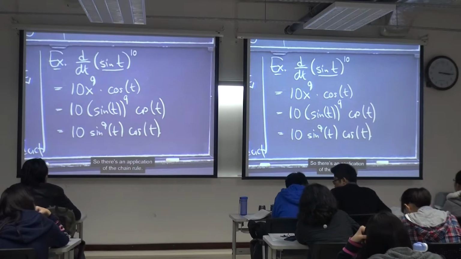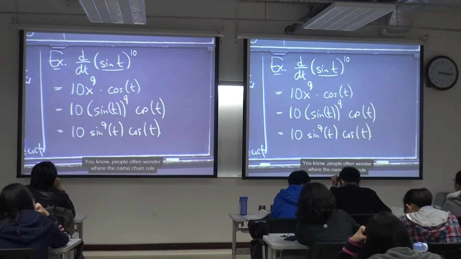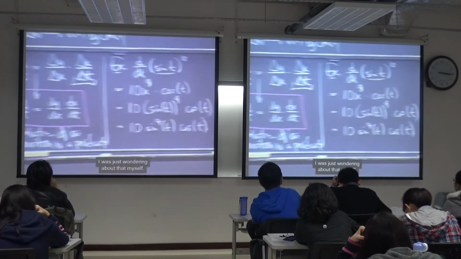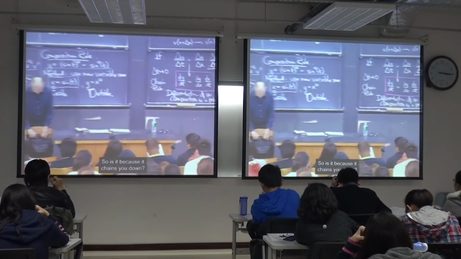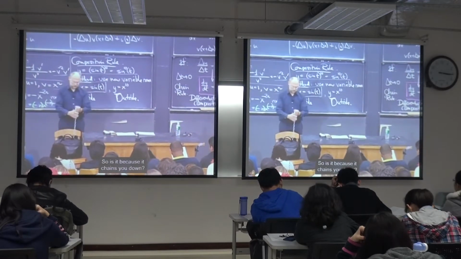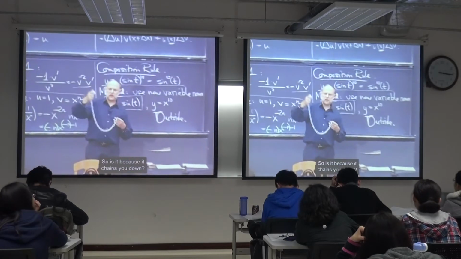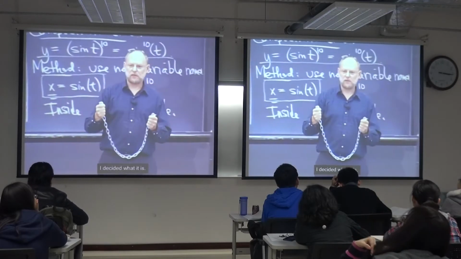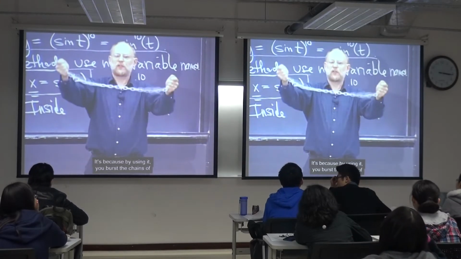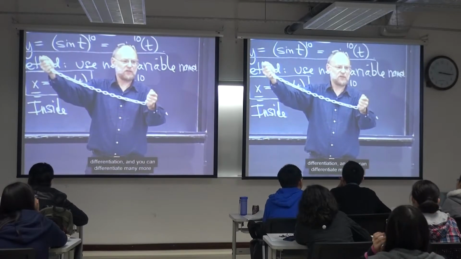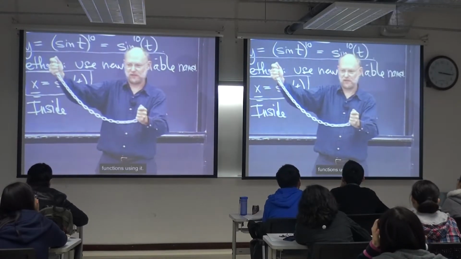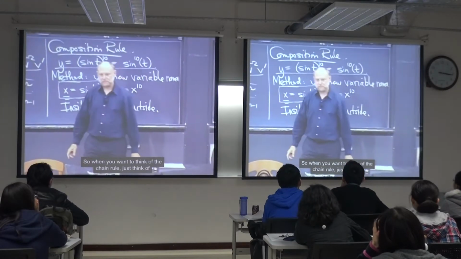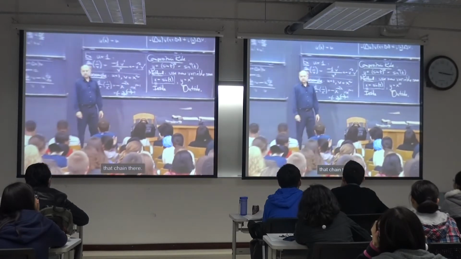So there's an application of the chain rule. People often wonder where the name chain rule comes from. I was just wondering about that myself. Is it because it chains you down? Is it like a chain fence? I think I've decided what it is. It's because by using it, you burst the chains of differentiation. You can differentiate many more functions using it. So when you want to pick the chain rule, just pick that chain. It lets you burst free.